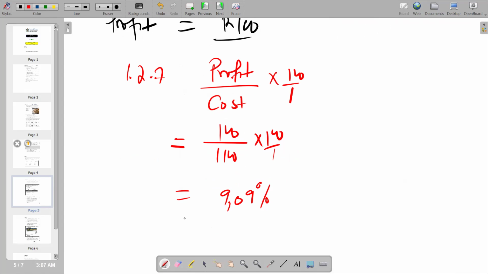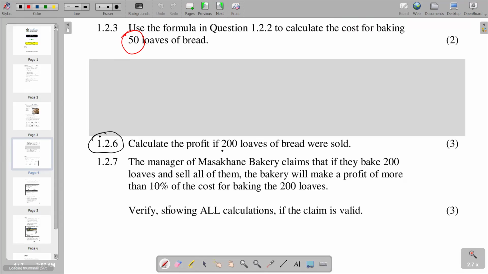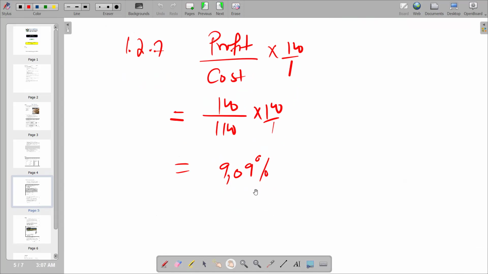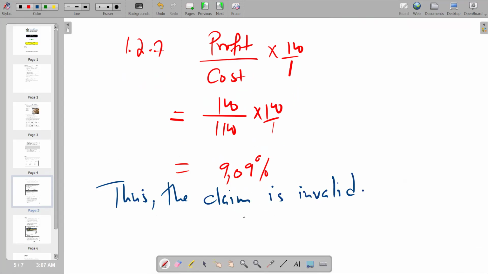So to our question, they claim that if they bake 200 loaves and sell all of them, the baker will make a profit of more than 10%. We see that this is not more than 10%, but it's less than 10%. So what is our conclusion? We say now thus the claim is invalid. So basically, this is what we have, and this becomes the last part of our question. Thank you for listening, and let's meet again in the next video.